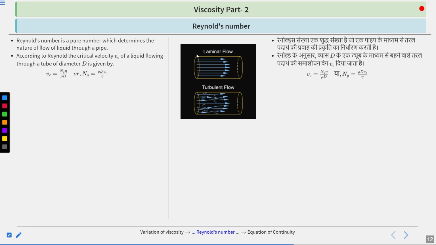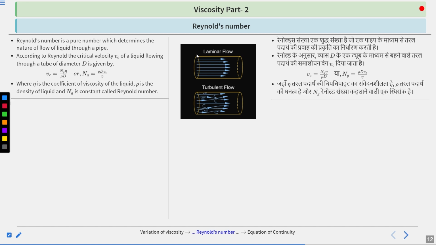According to Reynolds, the critical velocity Vc of a liquid flowing through a tube of diameter d is given by Vc = Nr·η/(ρd), or Nr = ρdVc/η, where η is the coefficient of viscosity of the liquid, ρ is the density of the liquid, and Nr is a constant which we call the Reynolds number. Got it?